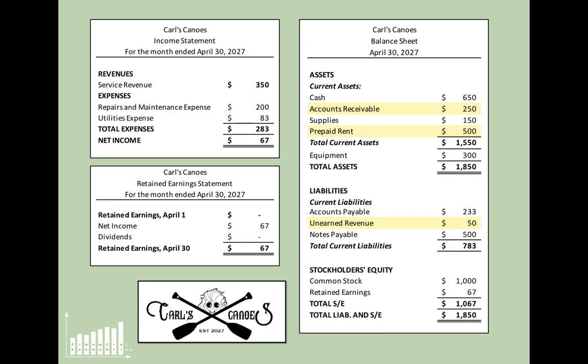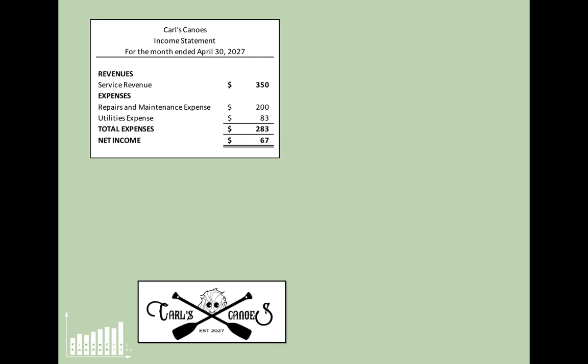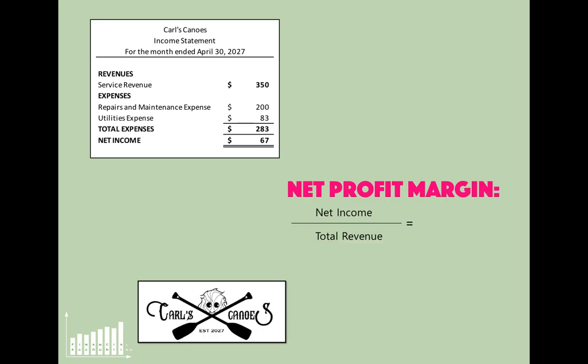Now, one of the ways that we analyze these statements, like we showed in the previous video with the current ratio on the balance sheet, is we have a ratio here we call net profit margin. And we calculate net profit margin by taking net income and dividing it by total revenue. And so here we take $67 and divide it by $350. 67 is net income and 350 is total revenue, and we get 19.1%.